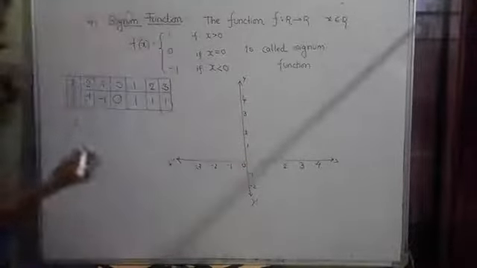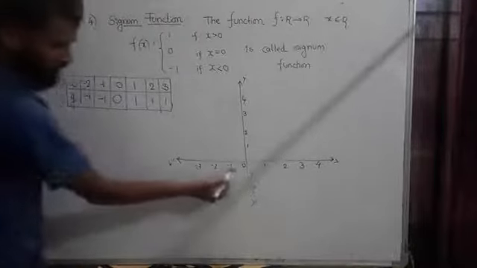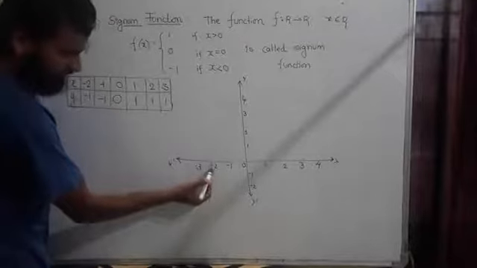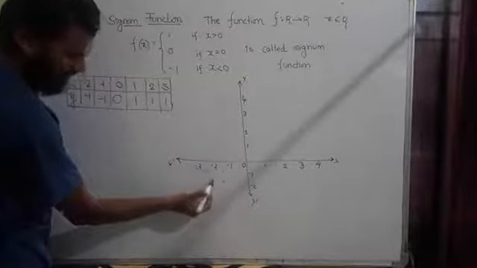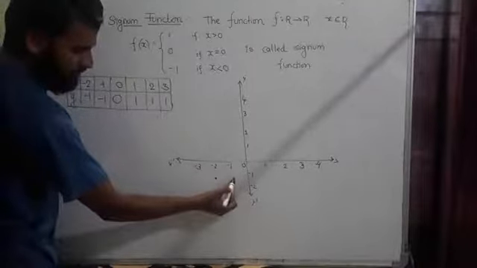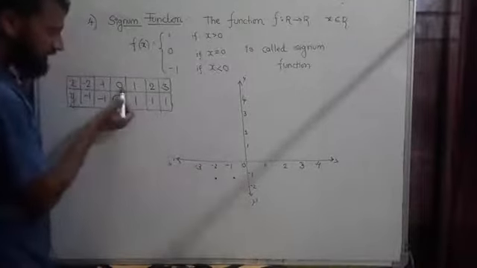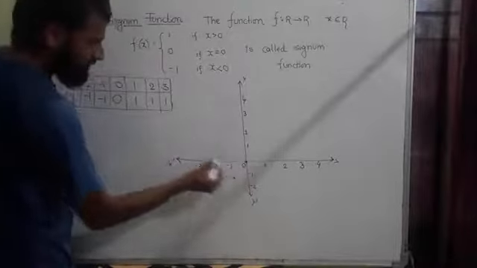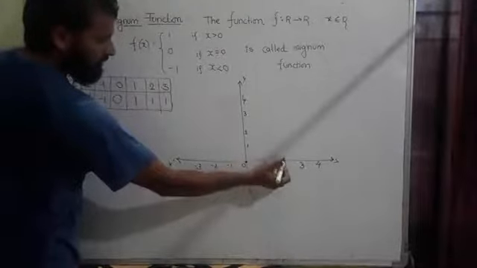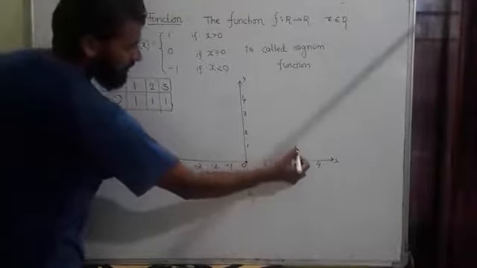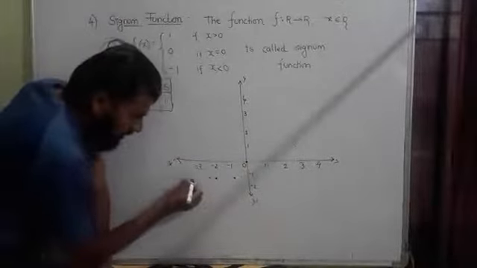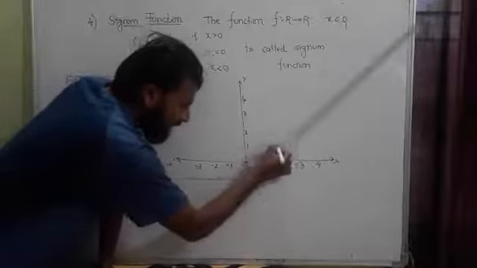See, dear friends, if I take x as minus 2, my answer will be minus 1 somewhere here. If I take x as minus 1, the answer will be minus 1. If I take x as 0, the answer will be 0. If I take x as 1, y will be 1. If x is 2, y will be 1. If x is 3, y will be 1. So if I told you to join, you would draw a line like this and a line like this.